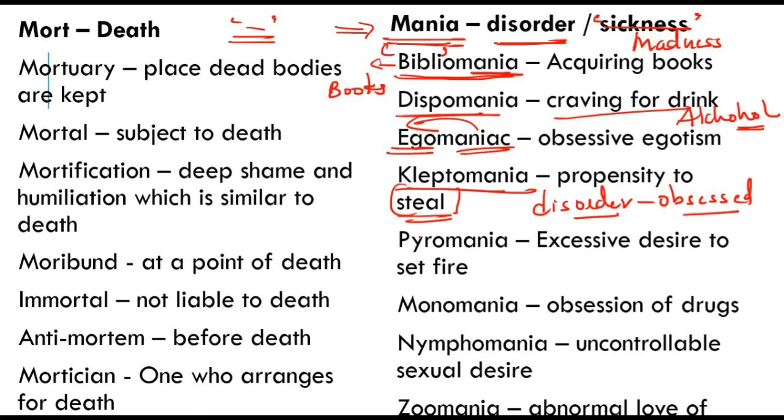Okay. Pyromania. Pyro is a root word which means fire. Mania is a root word which means obsession or disorder. So, excessive desire to set fire. Wherever you go, you just set fire and you come because you love to see fire wherever you go.